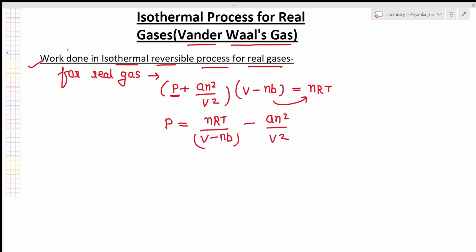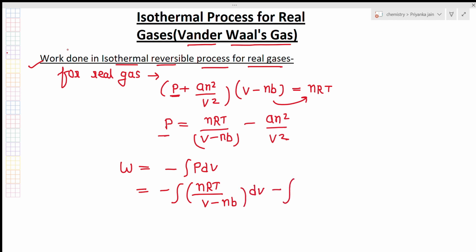Now we have the value of P and we have to find the work done, W. That is given by minus the integral of P dV. So we just put in the value of P: the integral of nRT / (V − nb) dV, minus, separating the terms, we write separately the integral of a n² / V² dV.